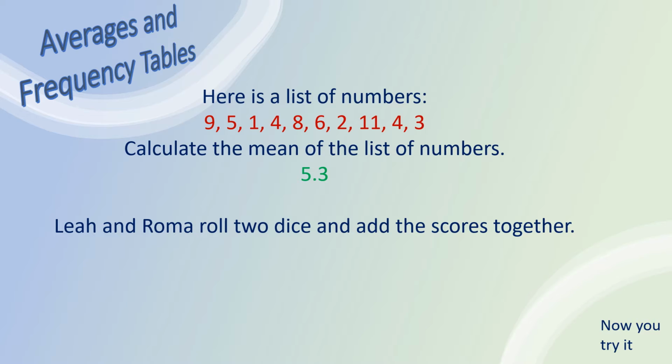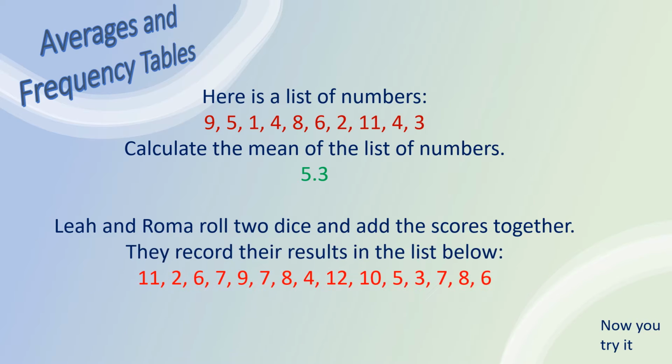Lay and Roma roll a dice and add the scores together. Here are the results. Calculate the mean. How did you do? Well, if you got 7, then you were correct. Now, if you got the wrong answer to any of these two or any of the questions, go back over it again and figure out where you went wrong, and then try again.